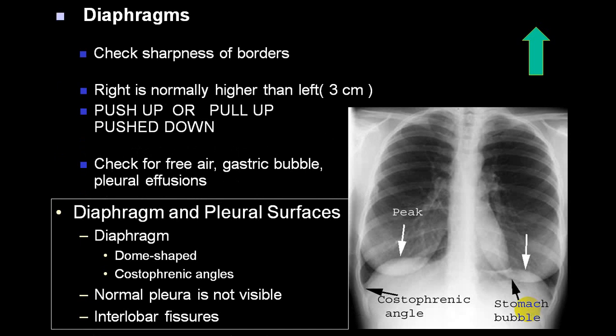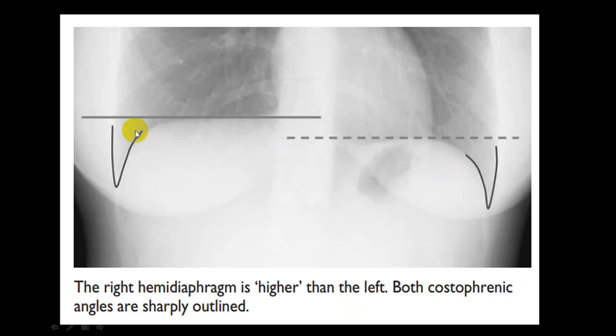Now look at the shape, level, pushed up, pulled down, etc. together. Whenever you look at all those things together, simultaneously look at the costophrenic angle. Here this is a breast shadow. This is a stomach bubble. This is a costophrenic angle. This is a cardiophrenic angle. Look at all together. Now this is a costophrenic angle. This is sharp and acute.